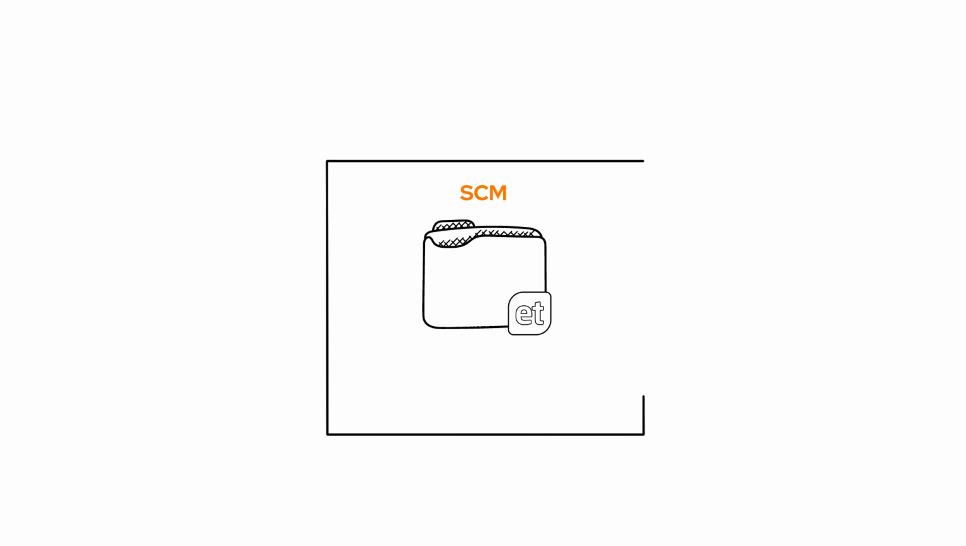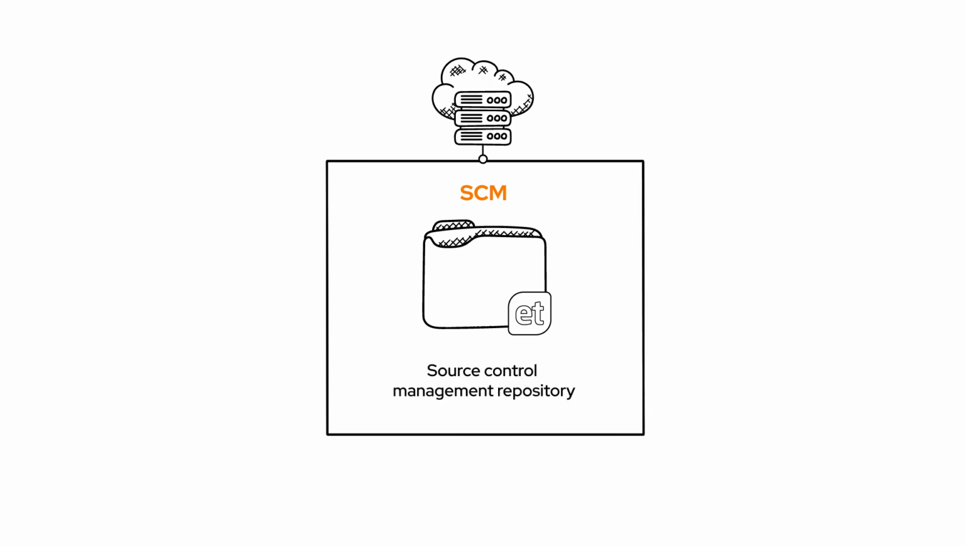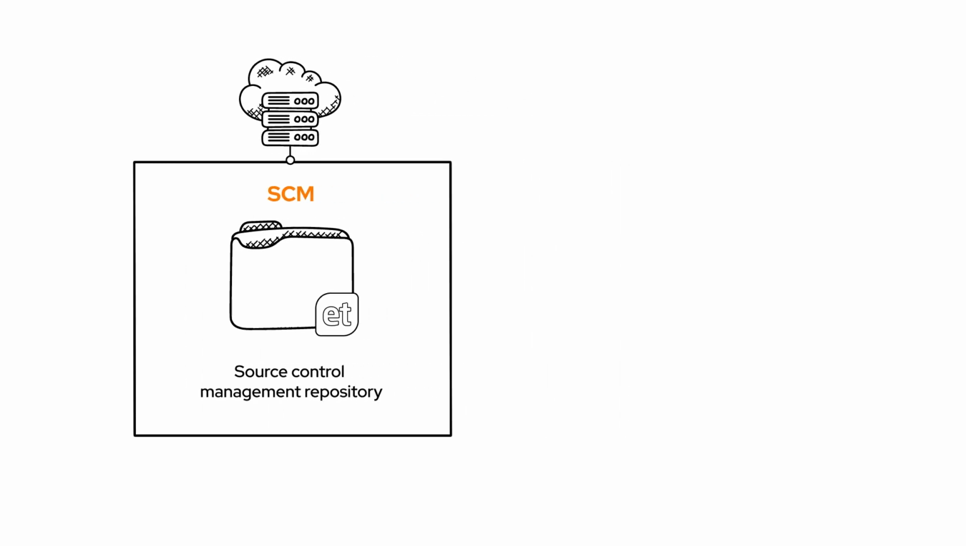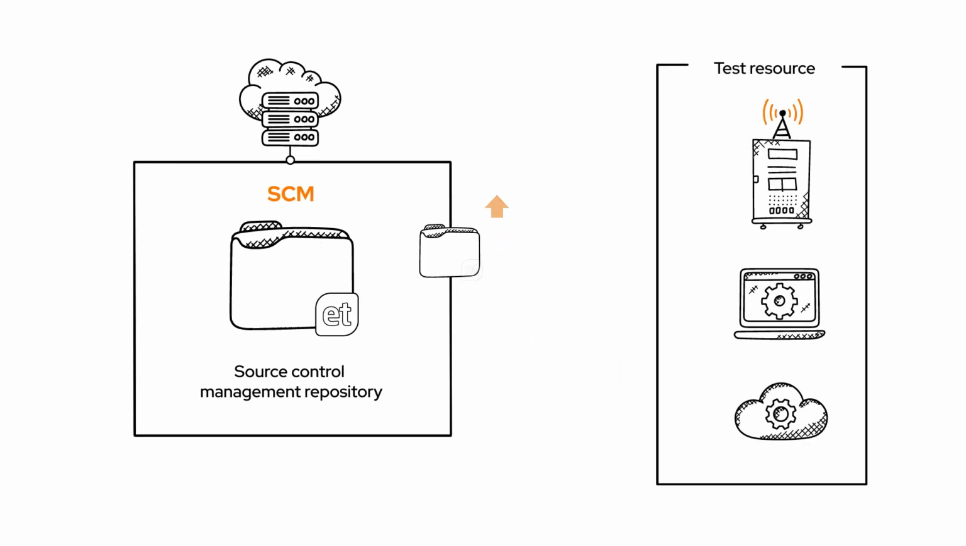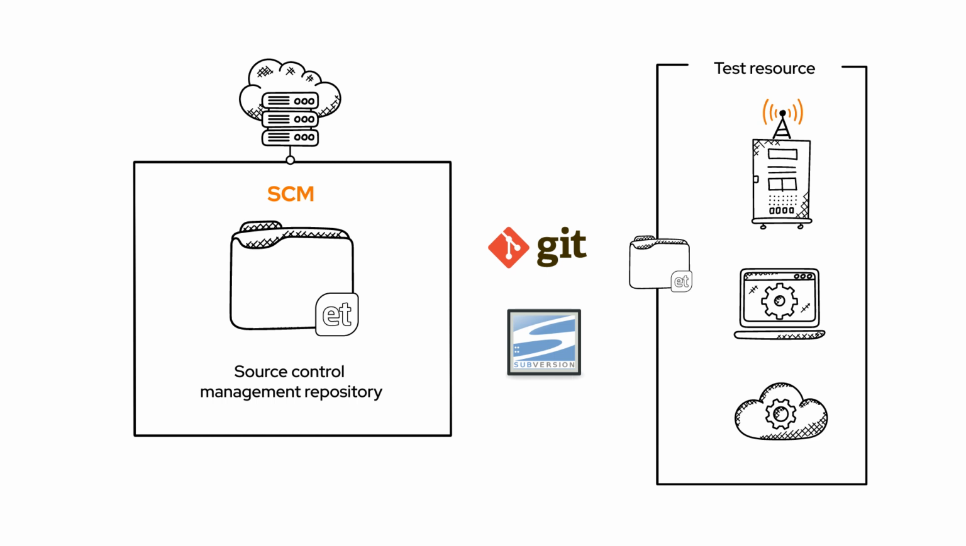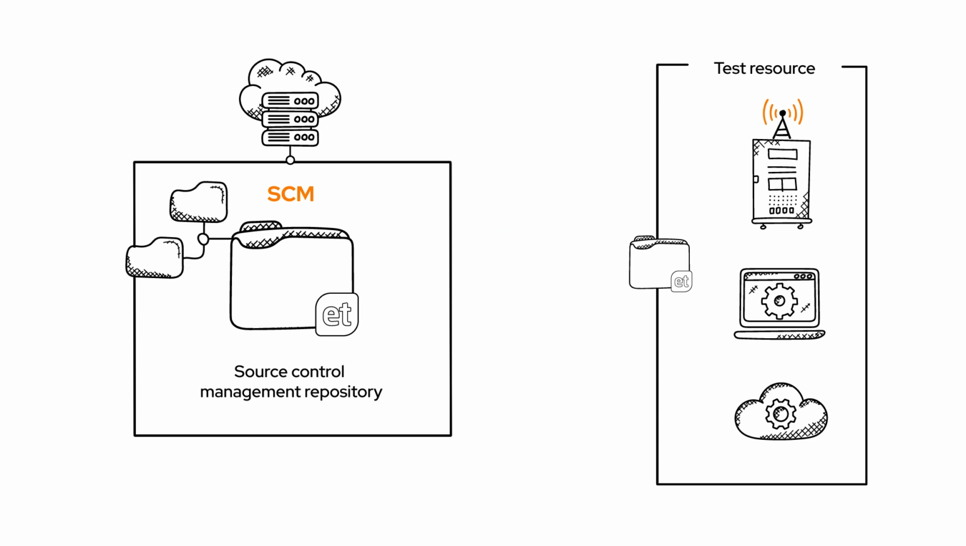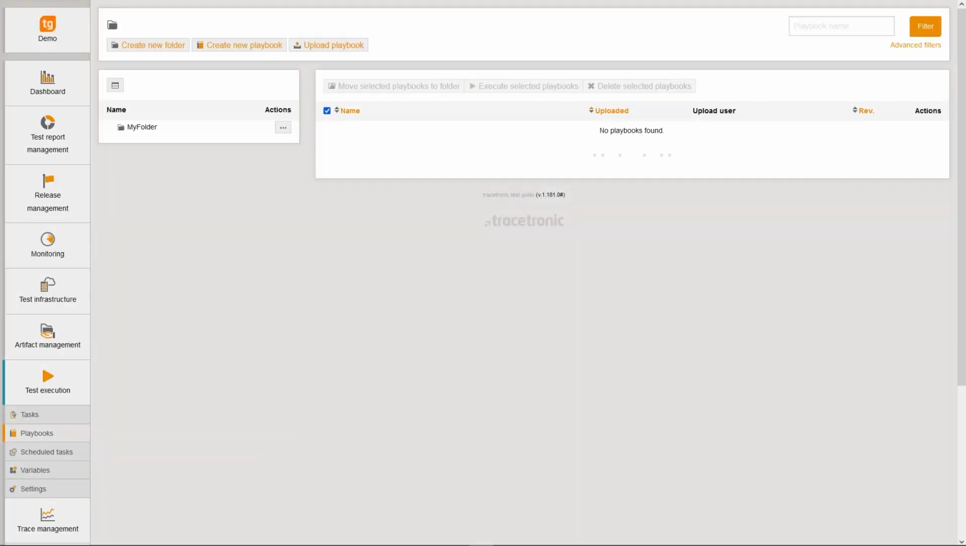SCM means that a test source is stored in a source control management repository. In this case, the test source is downloaded to the test resource via a Git or Subversion client. For playbook SCM sources, you can also specify a sparse checkout path, which means that only the given subfolder will be checked out and not the whole repository. To define an SCM source, you have to provide the SCM label of a predefined SCM repository in test.guide.